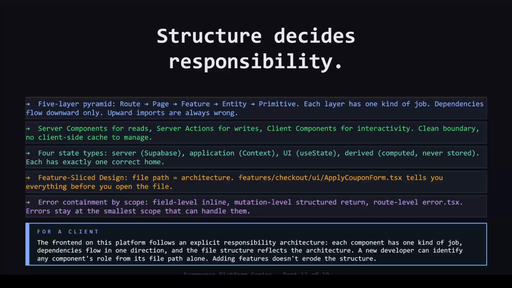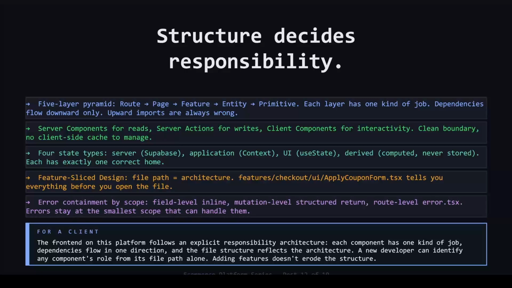We're going to do a little summary here. Structure decides responsibility. And here are 5 key takeaways. The 5-layer pyramid: route, page, feature, entity, primitives. Each layer has one kind of job. Dependencies flow downward only. Upward imports are always wrong. Server components for read, server actions for writes. Client components for interactivity, clean boundary, no client-side cache to manage.